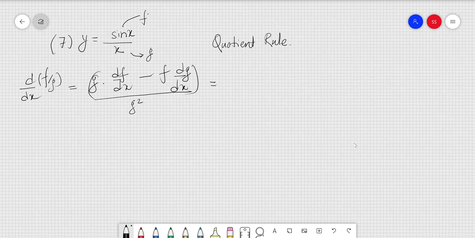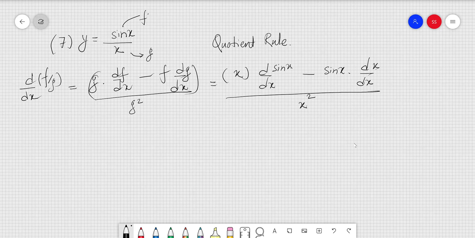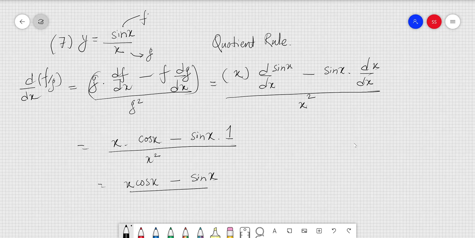So our g function is x, and then d sine x by dx, minus f, which is sine x, times the derivative of function g with respect to x, divided by g squared, which is x squared in our case. So x times the derivative of sine x, which is cos x, minus sine x, the derivative of x is 1, by x squared, which is x cos x minus sine x divided by x squared.